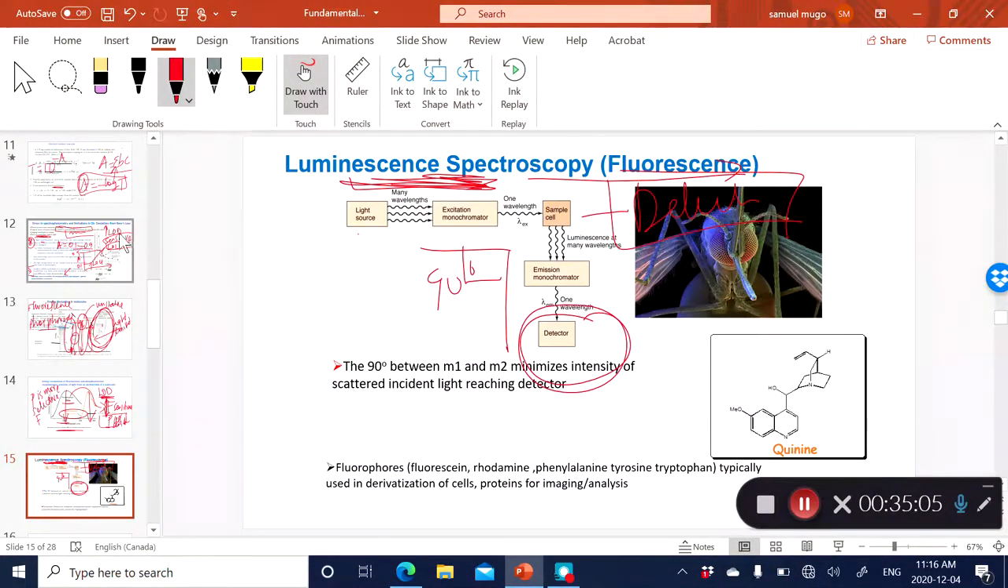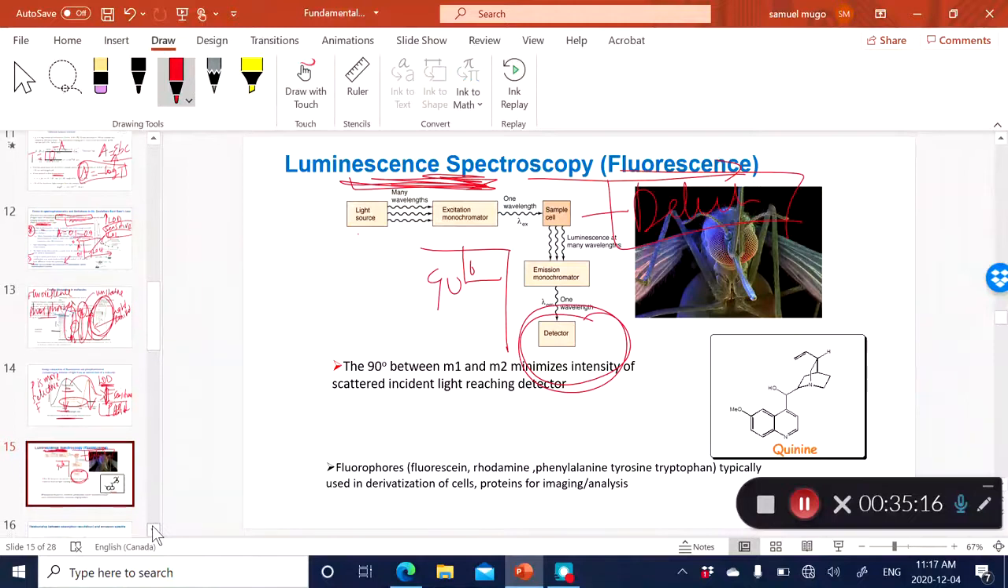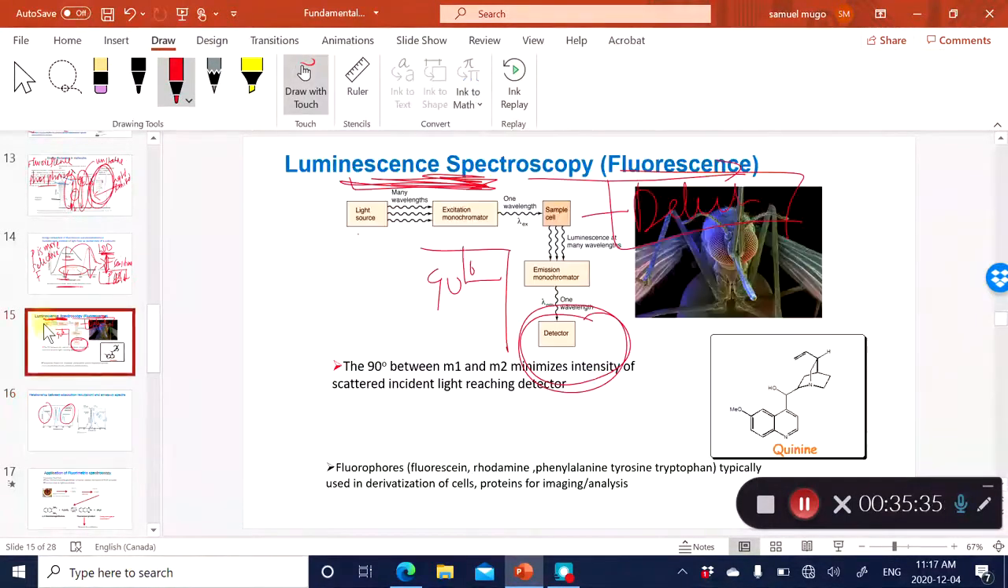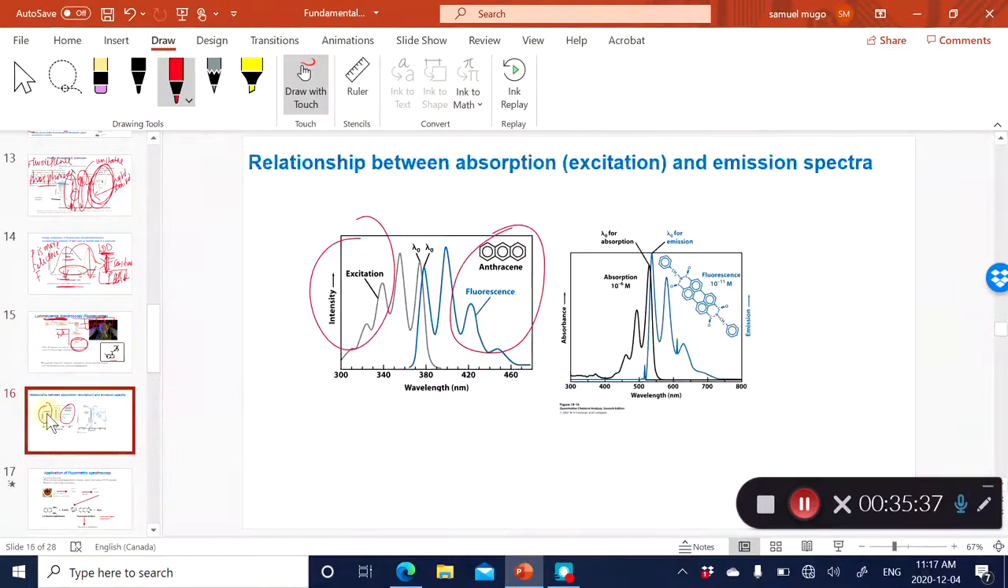Absorbance spectroscopy, as you remember, the detector is linear to the light source. It's in line with the light source. In emission, it's at right angles. It's important to take note of this relationship, but before fluorescence takes place, you really need absorption to take place, because the energy is essentially coming from the light that was absorbed.